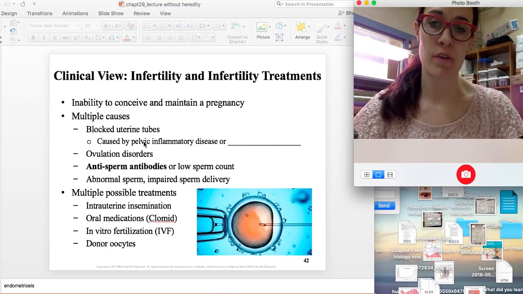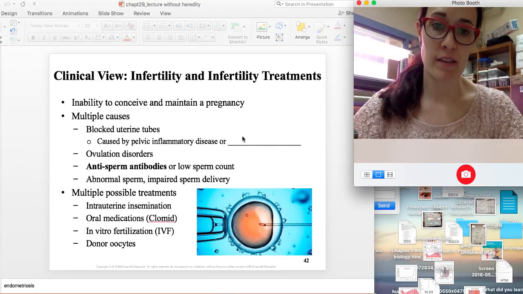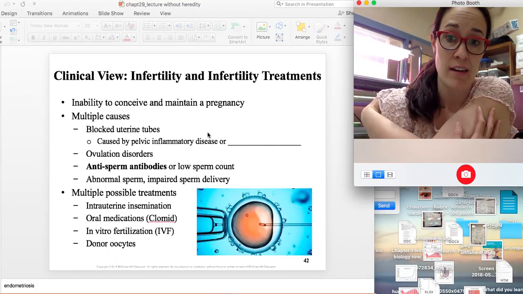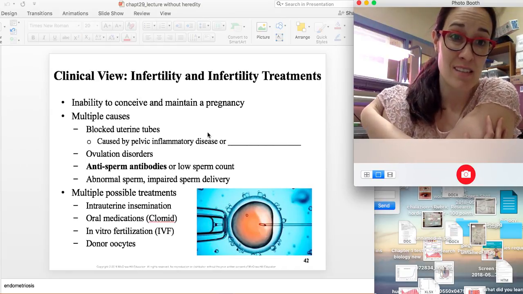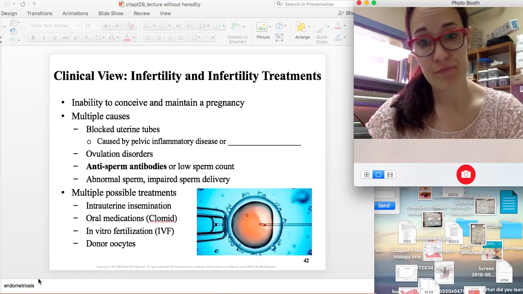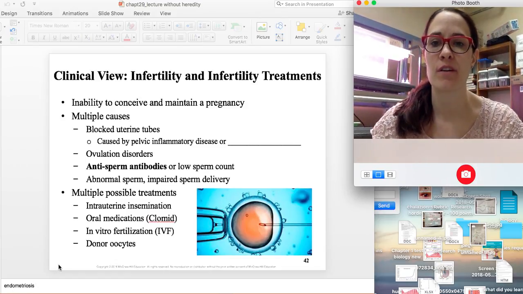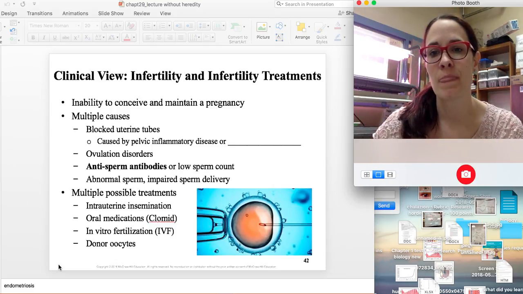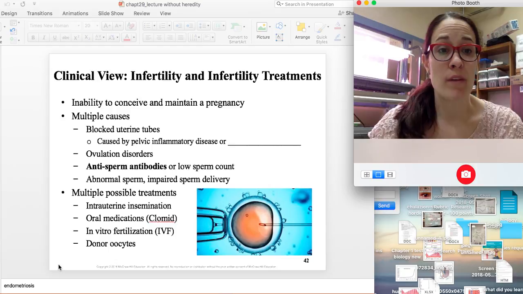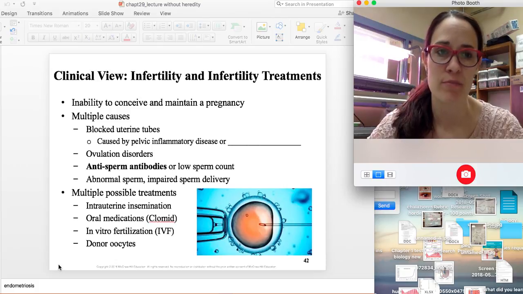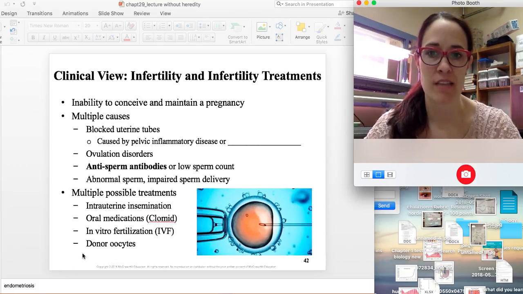And there are multiple causes. One of them is that the uterine tubes could be blocked, and there are different visualizations that can look at that. Sometimes a disease called pelvic inflammatory disease or endometriosis, an overgrowth of the endometrium, can cause that. Different ovulation disorders, maybe they don't ovulate correctly. Some women can actually have anti-sperm antibodies that attack, or even a low sperm count for men, or different problems with the sperm, meaning abnormal sperm.